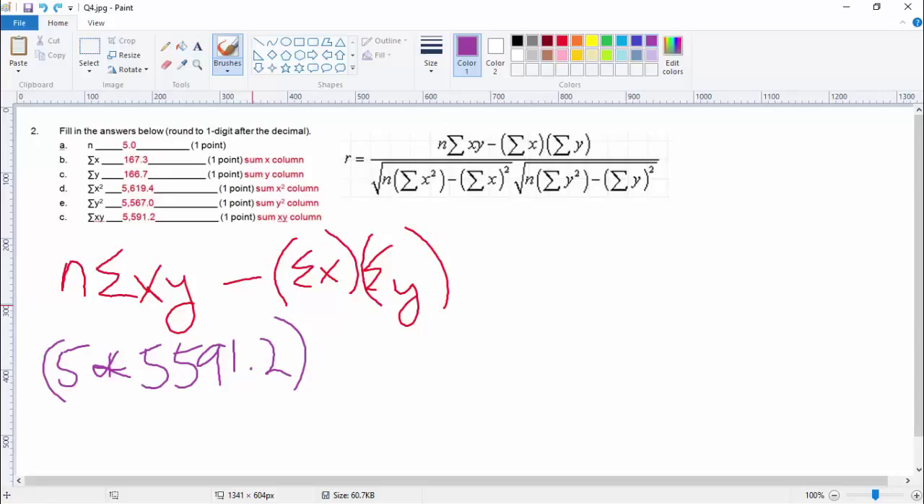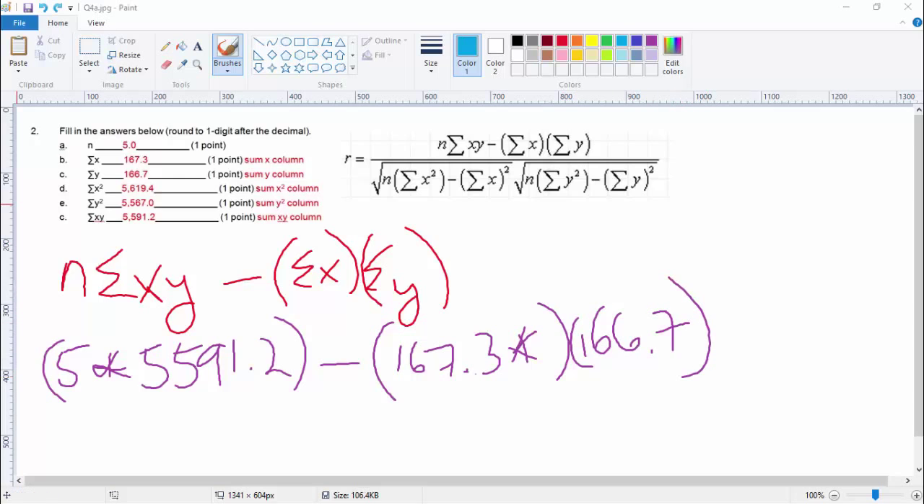All right, so then we're going to do minus, and then we're going to fill in the sum of x and sum of y, which is, look at that, 167.3, and that's going to be times 166.7. You see where I'm getting this stuff? Okay, well, now let's keep working this out because I actually worked this out.